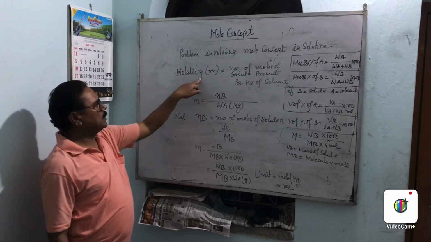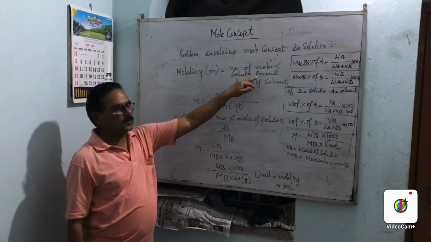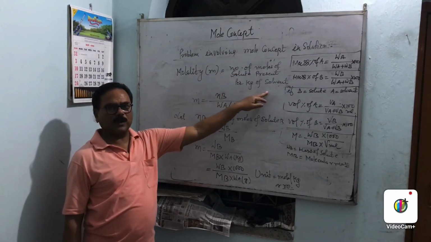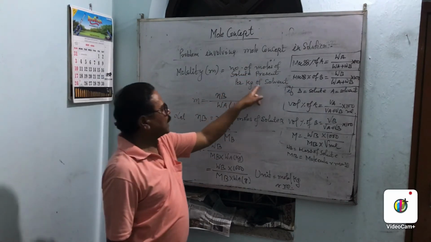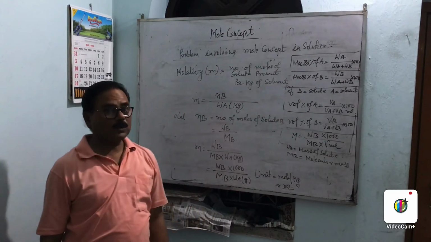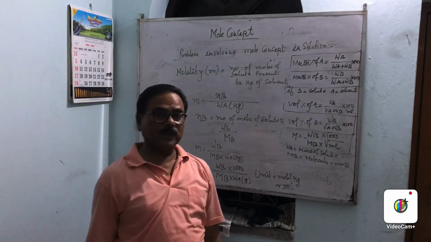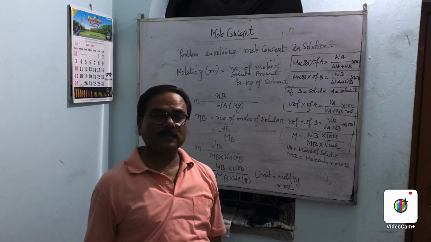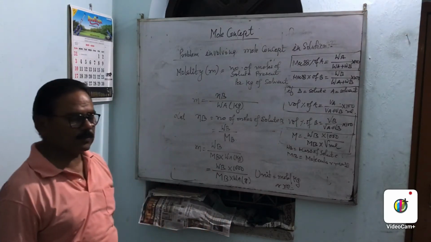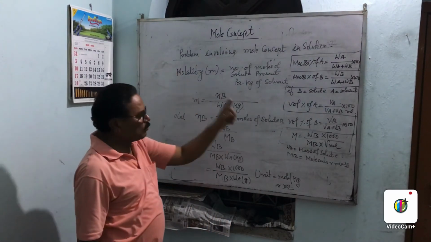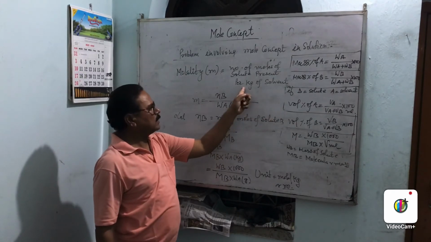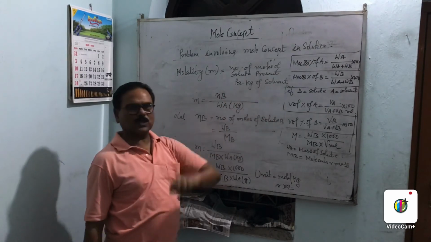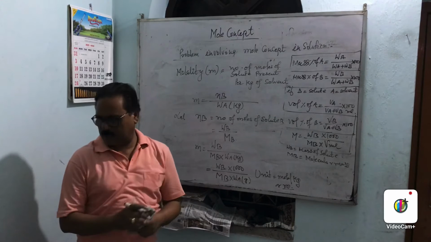So molality is the number of moles of the solute present per kg of solvent. The word is very important. Per kg of solvent, not per liter of solution. In molarity, we take the volume of the solution. Here we take the mass of the solvent. So this is the difference between these two.